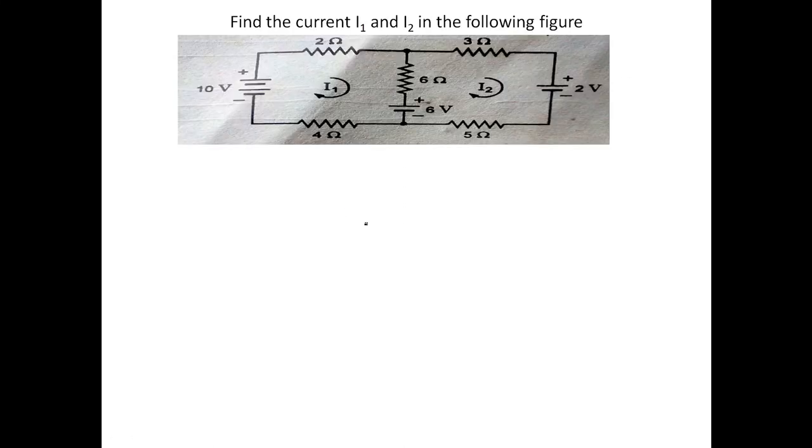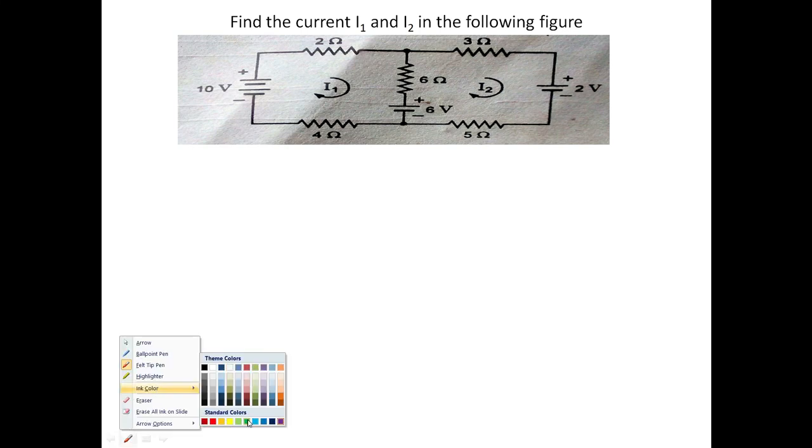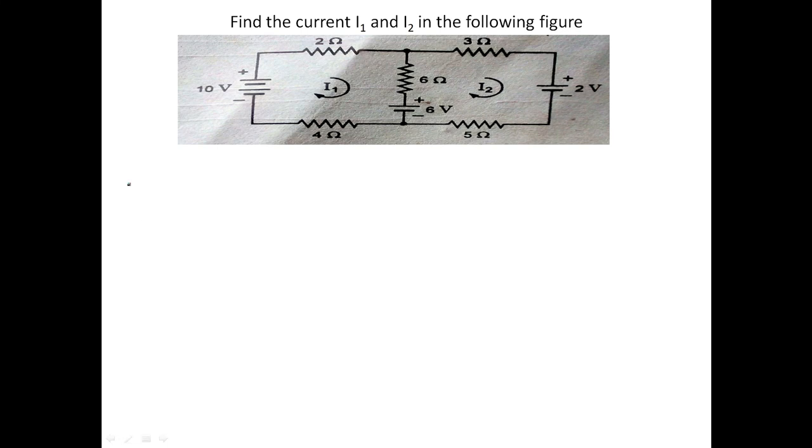Now let us solve some numerical problems so that you can easily understand how to solve mesh analysis. Here the problem is, find the current I1 and I2 in the following figure. So we have to find the current I1 and I2 in this figure. How can we calculate the current? What are the various methods we can use? Let us see. Step number one.